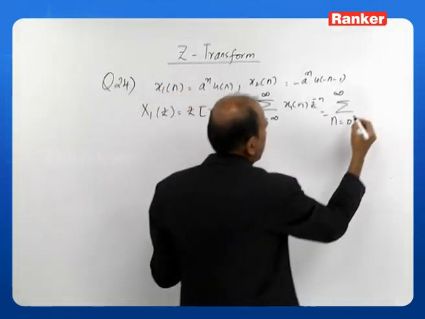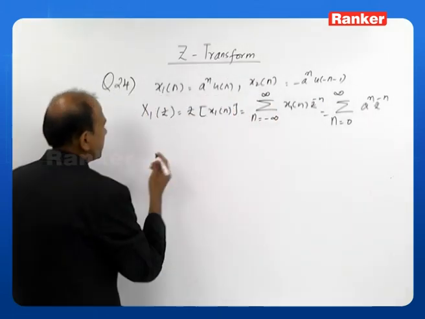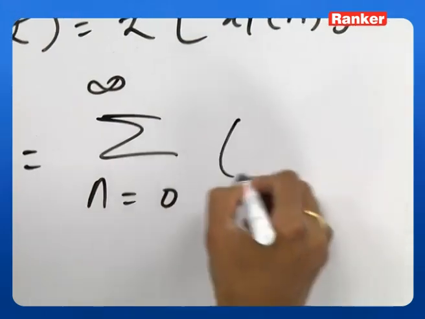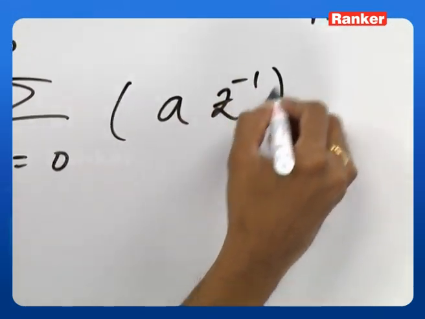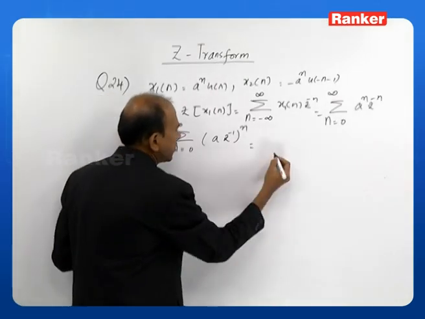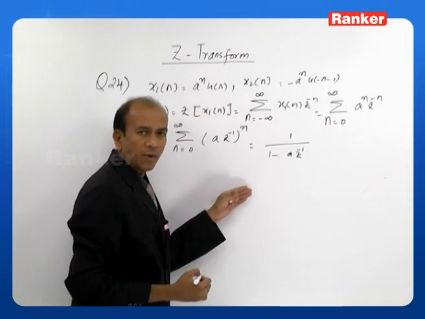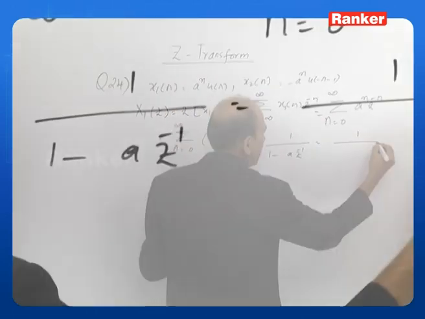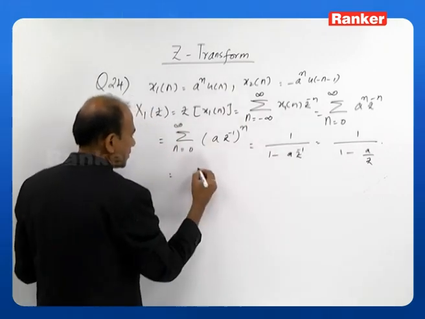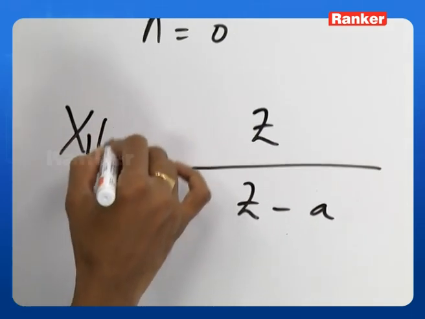What is our x of n? It is a to the power of n, times z to the power of minus n. So I can write this here as the summation, n is equal to 0 to infinity, of a z to the power of minus 1, all to the power of n. Okay, so what will be the answer for this? This will be equal to 1 by 1 minus a z to the power of minus 1. So I can write this as 1 by 1 minus a by z. So bring it here, and it will be z by z minus a. This is my x1 of z.